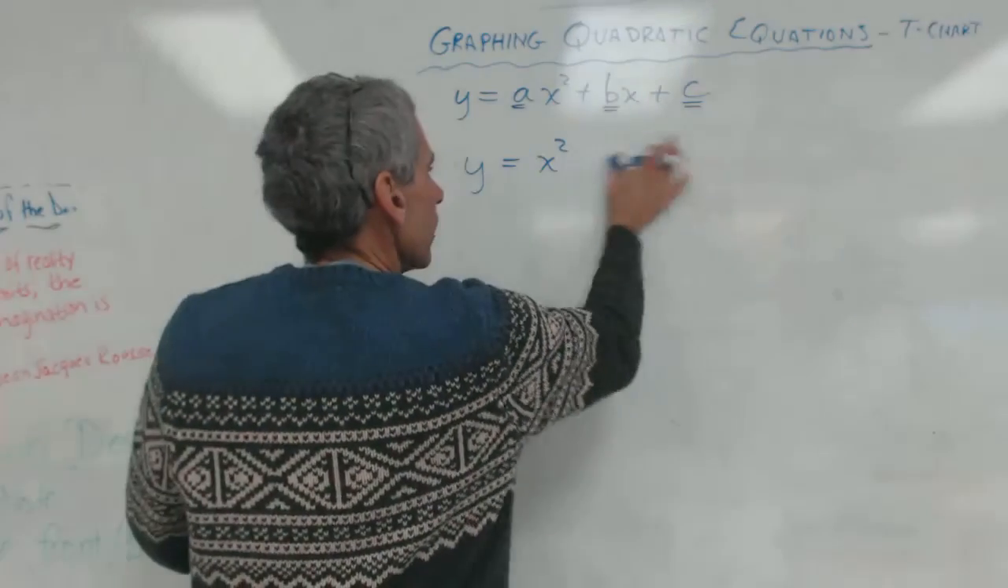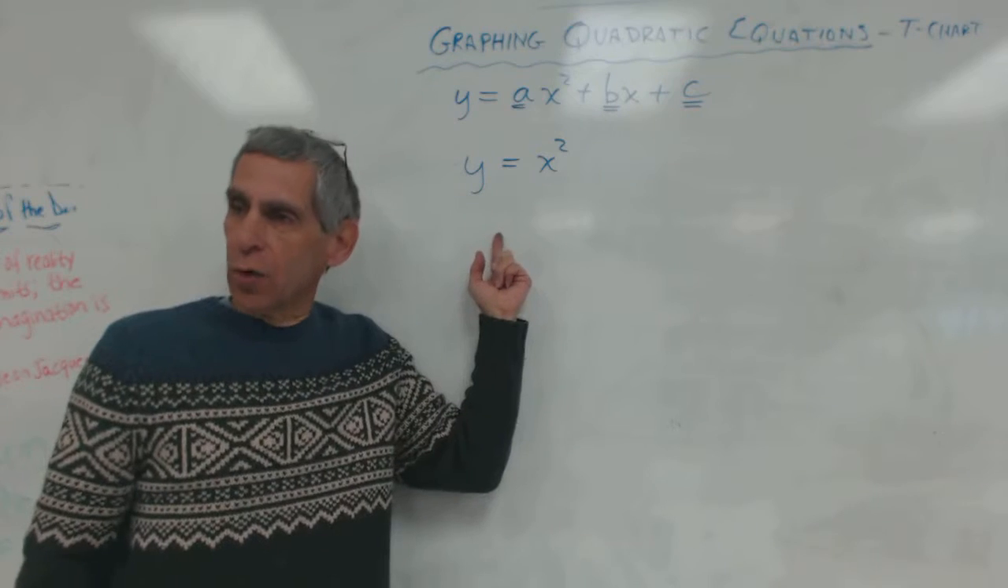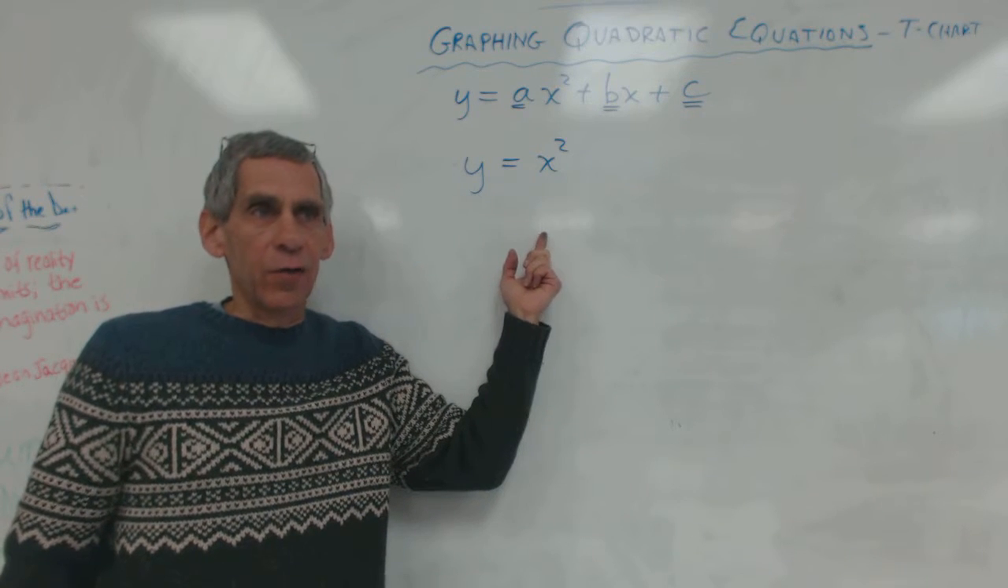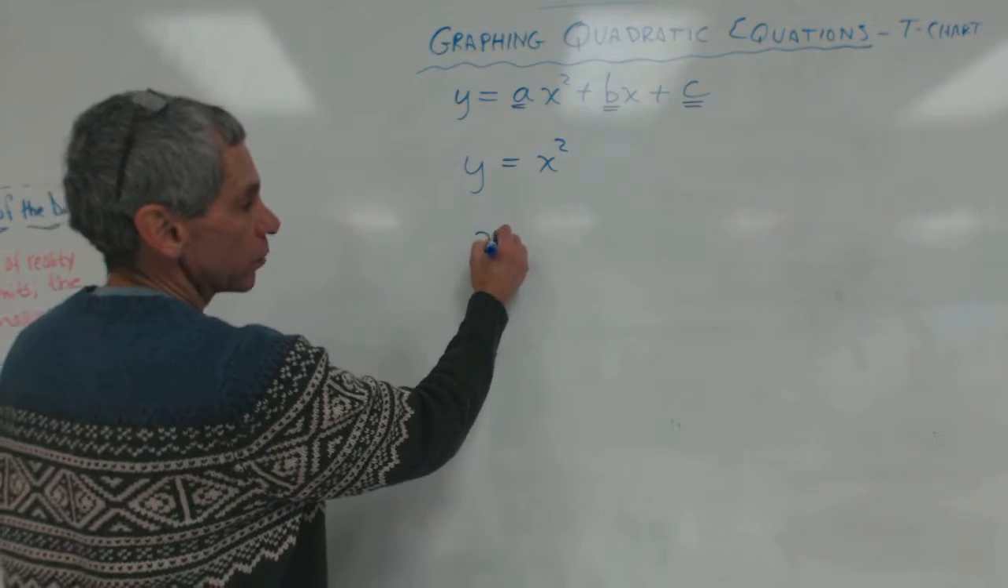Actually, you know what? Let me start off. y is equal to x squared. Let's start with that. This is the most standard, most basic quadratic equation you can get. That's about it. And we're going to use a t-chart. x, y.